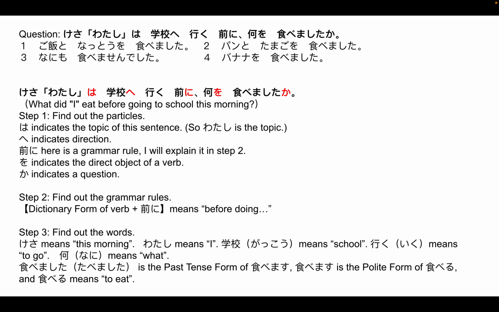And step 2 is to find out the grammar rules. Dictionary form of verb plus mae means before doing. And step 3, find out the words. Kesa means this morning. Watashi means I. Gakko means school. Iku means to go. Nani means what. Tabemashita is the past tense form of tabemasu. Tabemasu is the polite form of taberu, and taberu means to eat. So, 今朝私は学校へ行く前に何を食べましたか means what did I eat before going to school this morning?